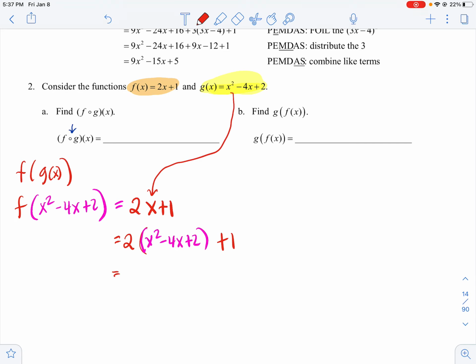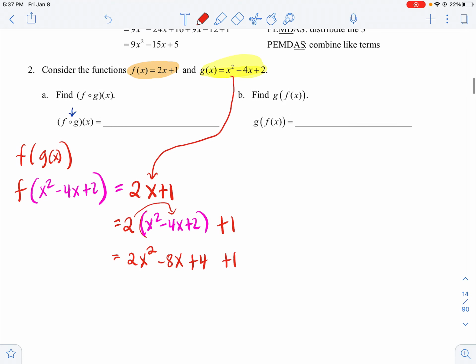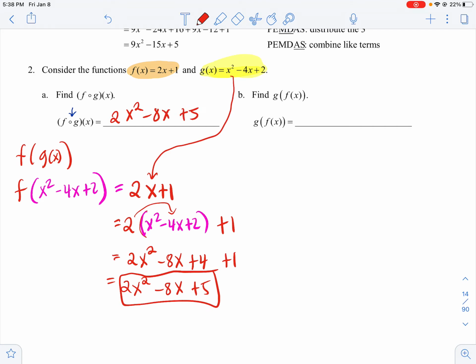That would then be 2. I'm going to distribute the 2. 2 times x squared is 2x squared. 2 times negative 4 is negative 8x. 2 times 2, that is a 4. Copy the 1. That is then 2x squared minus 8x plus 5. So our answer is 2x squared minus 8x plus 5.